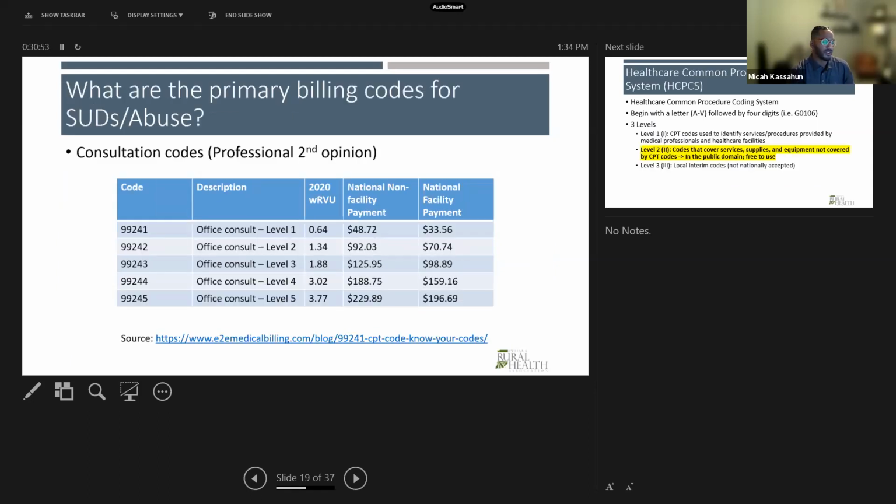All right, and then I thought this was also important to provide consultation codes, also known as just getting a professional second opinion. So this would be 99241 through 99245. And so here we have different levels of the office consultation. And here we have some of the costs when we're looking at RVU, and we're also looking at whether you're in network versus out of network.